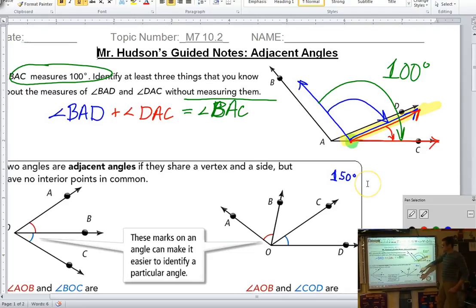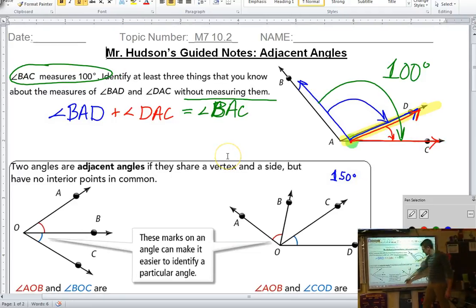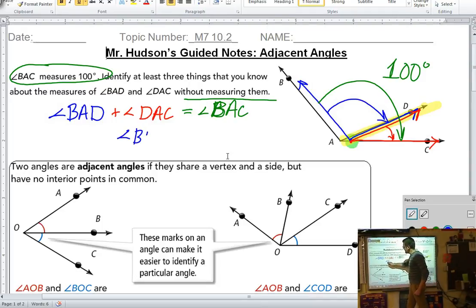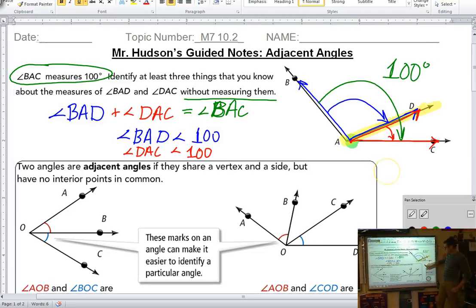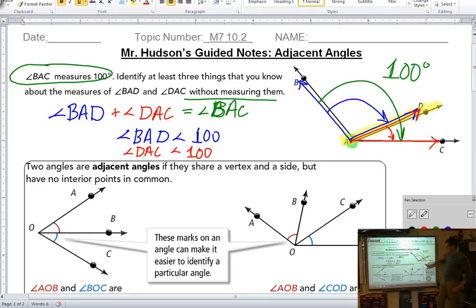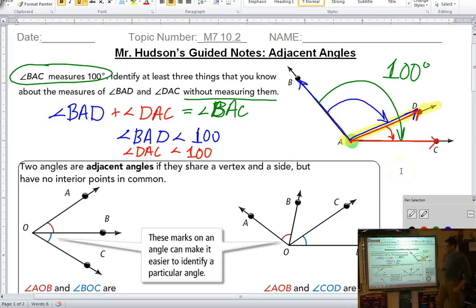So the other thing that we know, sorry, I keep forgetting that I can't erase like that anymore, is that angle BAD is less than 100, and angle DAC is also less than 100, because both of those angles are smaller than the green angle. So I can drag that to the right place. There we go. So both the blue angle and the red angle individually must be smaller than 100.